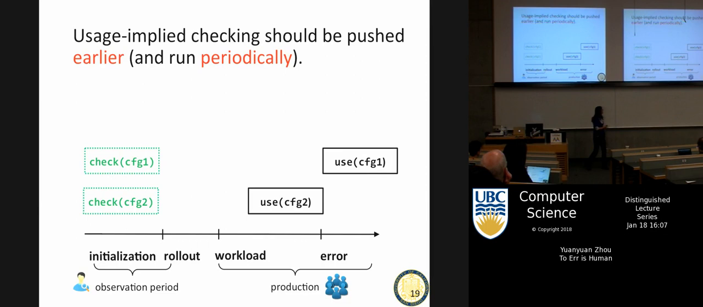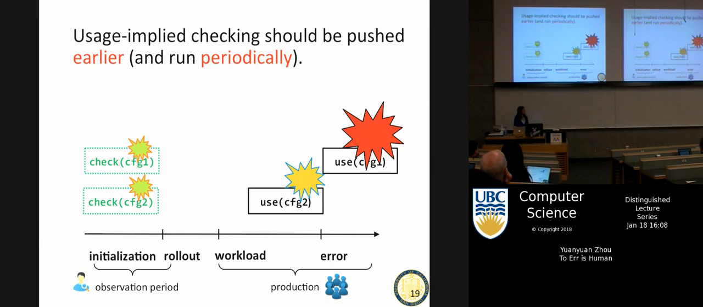One advantage of this approach is that I don't care about the error type. I'm not trying to check whether this is an integer value or a string value and all those things. Based on your usage code, I'm just taking the checking logic out. This way you can expose some errors much, much earlier.